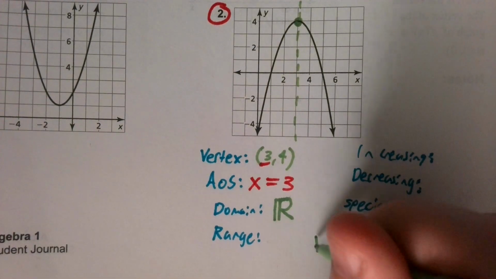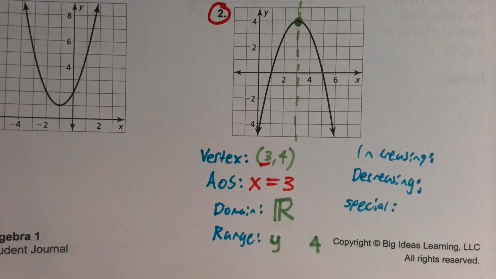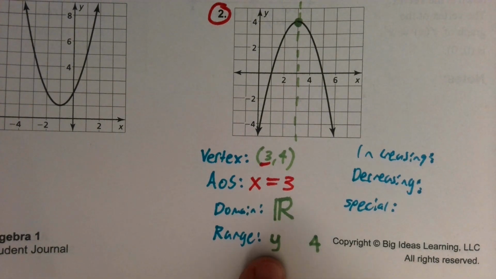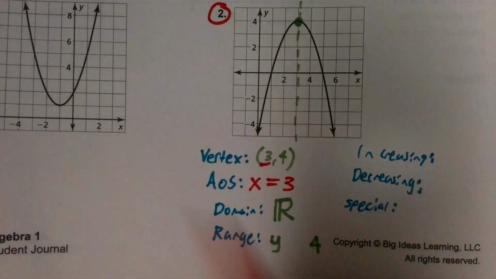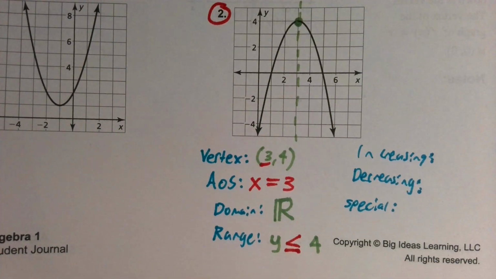So, the range is that our y value could be anything as long as it doesn't go over 4. How can we write that as an inequality? If this y value should be anything as long as it's not bigger than 4, we say that y could be less than or equal to 4. That's the range.